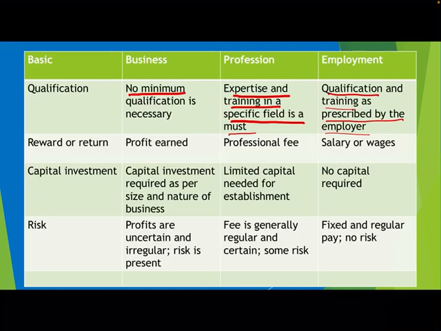Now moving on to the fourth difference, that is the reward or return. What kind of reward or return is received in these three different economic activities. If we talk about business, if you undertake business, you surely will get profit in your business, and you might suffer losses also. Okay, but the main motive of undertaking business is earning profit. So the reward factor is profit earned.